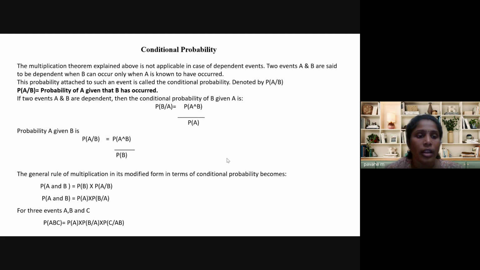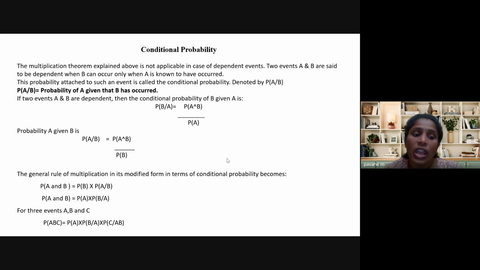Okay, and if two events A and B are dependent, then consider the conditional probability of B given A. The probability of B given A means A has already happened and you are estimating the probability of B. For this situation, the denotation is P of B by A. Okay, so P of B by A is equal to P of A intersection B by P of A. That is the formula for P of B by A.